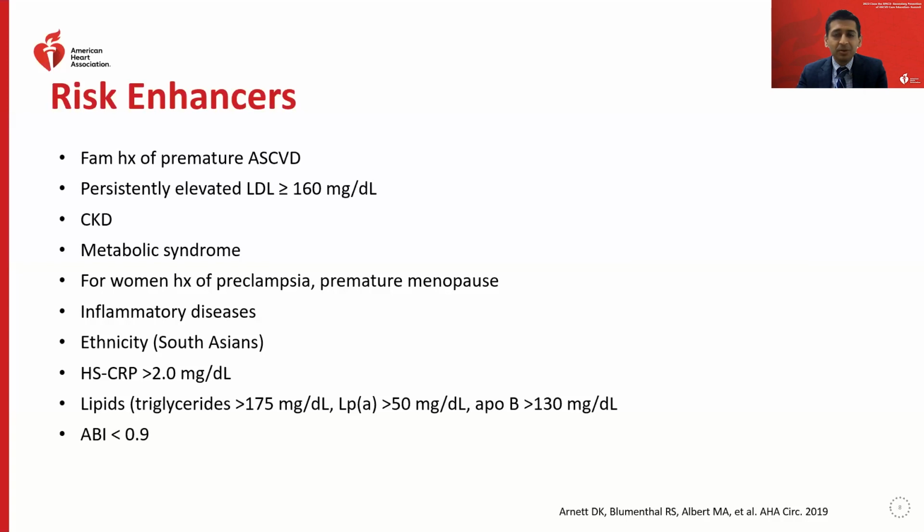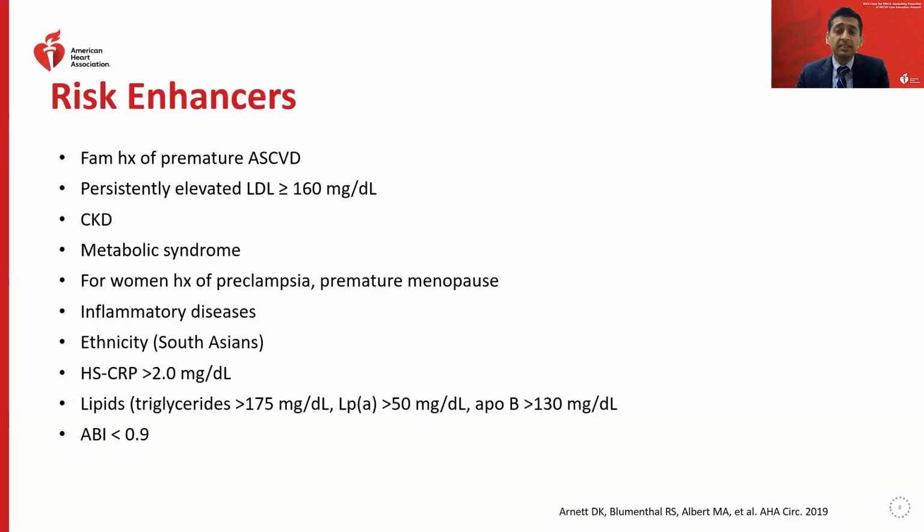I always tell my fellows and residents, you've got to know what a patient's, especially our female patients and our patients that can get pregnant, what their pregnancy history was like, and also what the menopause history was like. Was it premature? Did they have a history of preeclampsia, gestational hypertension, gestational diabetes? All these things increase risk.